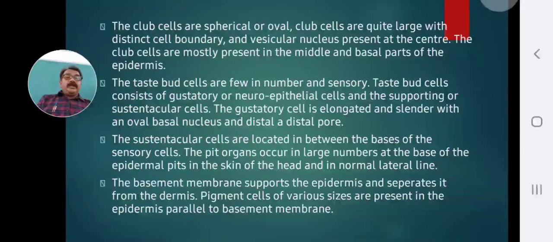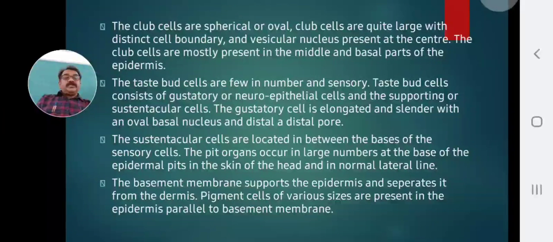And on the head region, pit organs occur. A number of pit organs are present at the base of the epidermal pits, which are present in the epidermis layer.